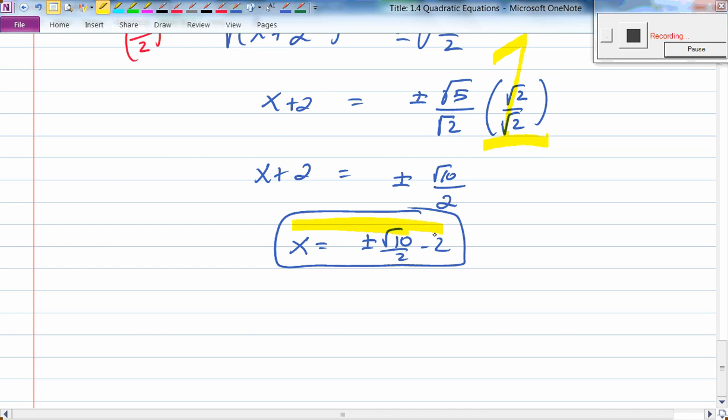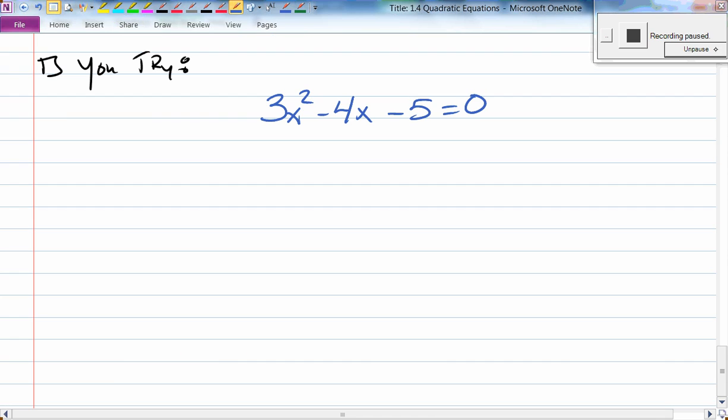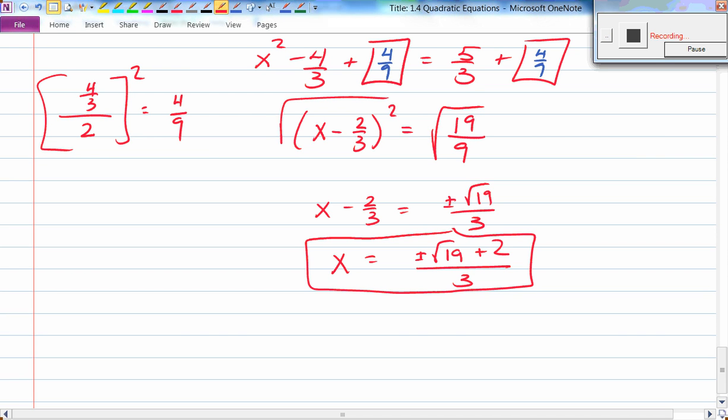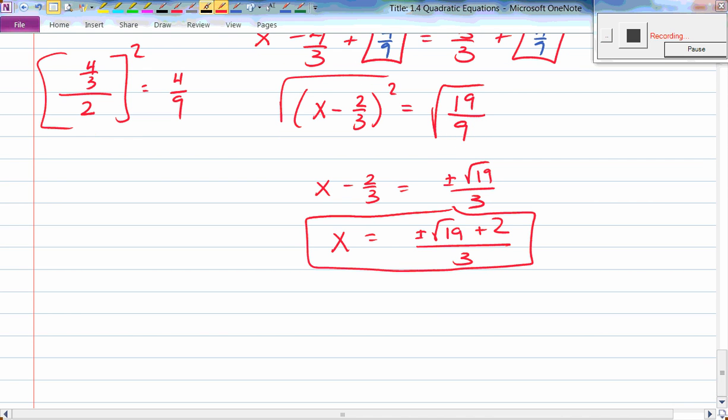Just 3x squared minus 4x minus 5. So the directions will be solve by completing the square. I want you to try it. Work with your partner sitting right next to you. And your answer is going to be funky. Okay? That's okay. All right, so my answer was x equals plus or minus square root of 19 plus 2 over 3. All right, we've got about 4 minutes left, and I want to just talk about the quadratic formula.